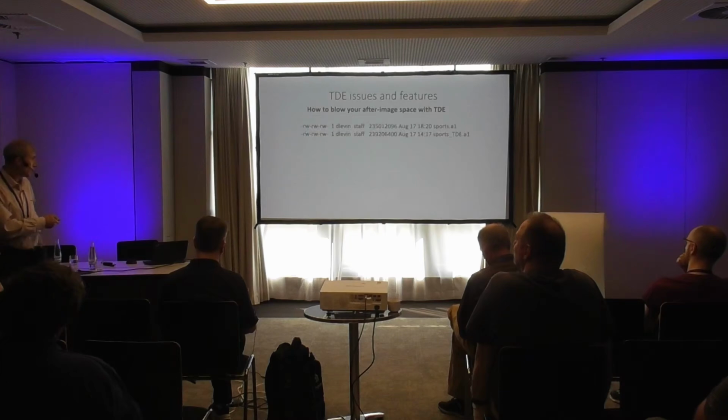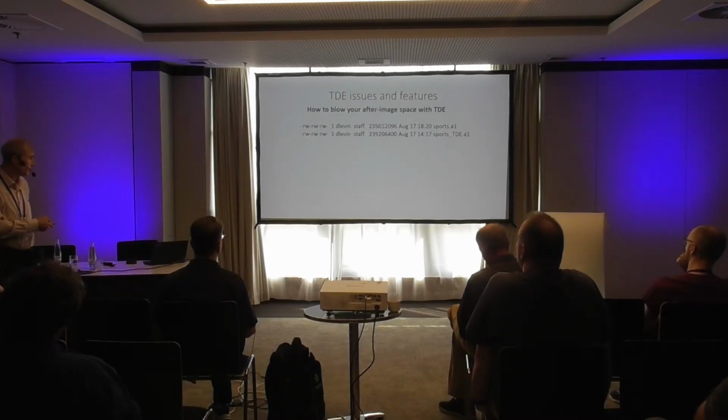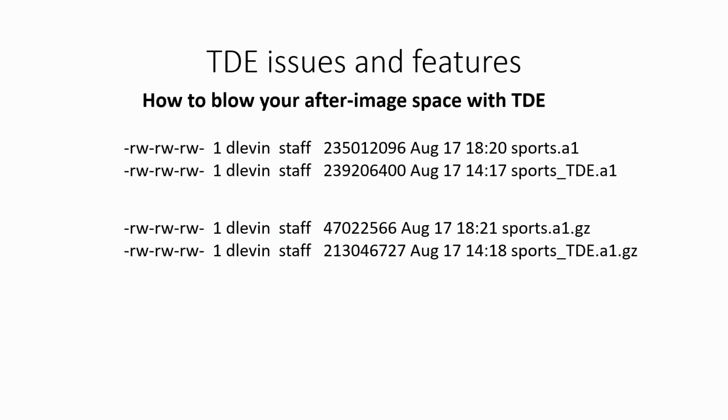And then what happens? This is a sports database, one without TDE and one with TDE. I ran a transaction, updating a couple thousand records. And here is my after image file. You can see that they're practically the same size, slightly different, not encrypted and encrypted. But if you try to zip this file, you will see that the not encrypted file zips very well, but this file doesn't zip well. It's almost the same size.